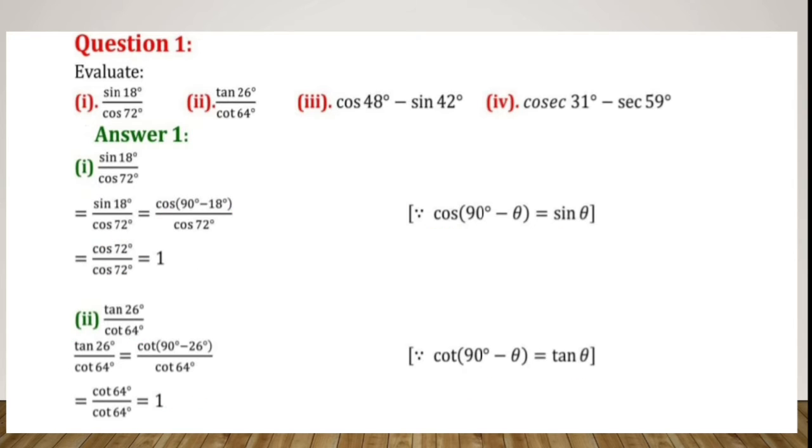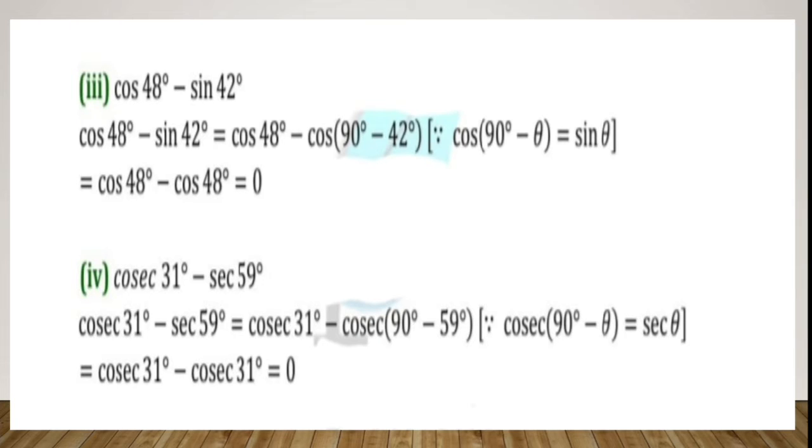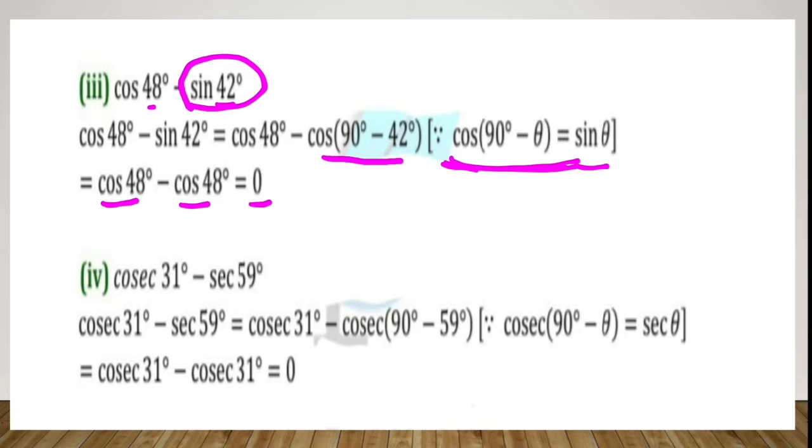Now the next one, here you have to find the value of cos 48 minus sin 42. Now cos is the complementary of sine, that is cos 90 minus theta equals sin theta. So in place of sin 42 degree I am writing cos 90 minus 42 degree using this formula. If you do the subtraction under the bracket, it will be cos 48 minus cos 48, that is 0.